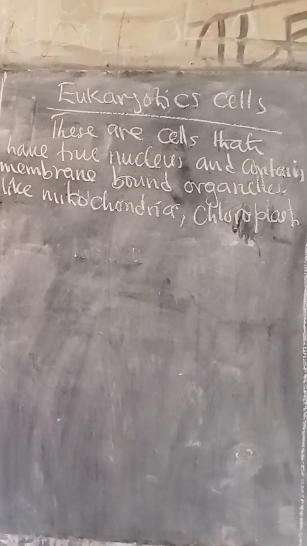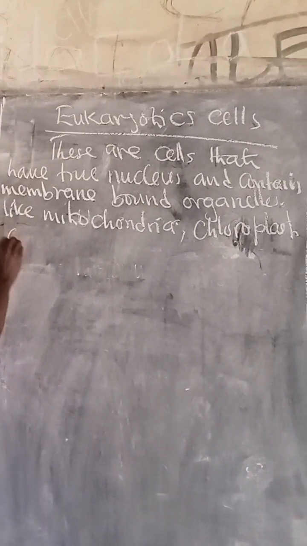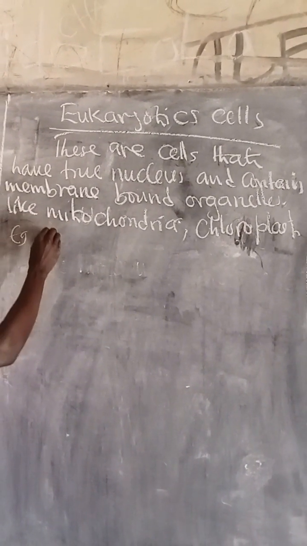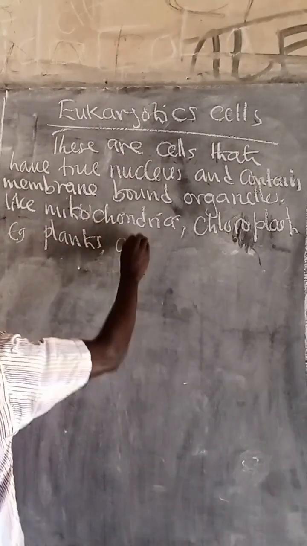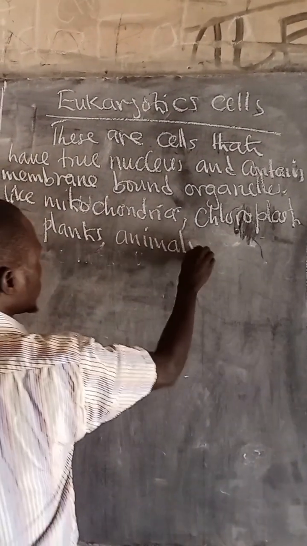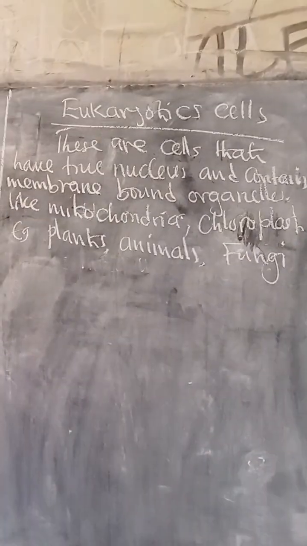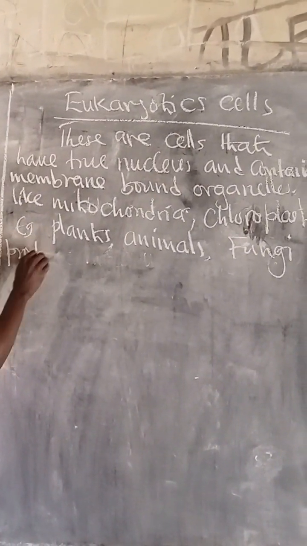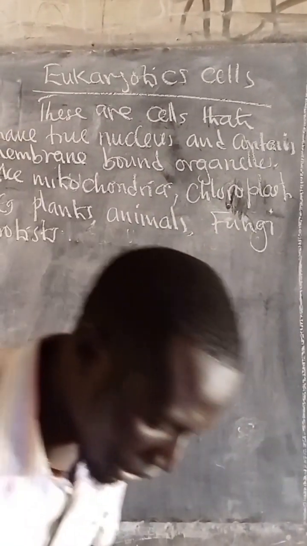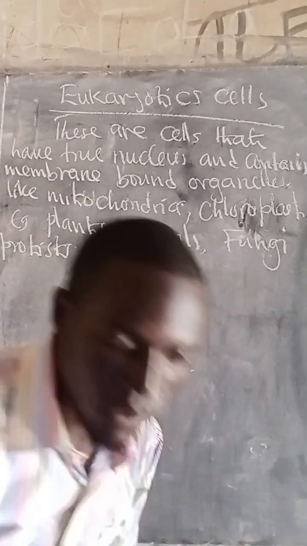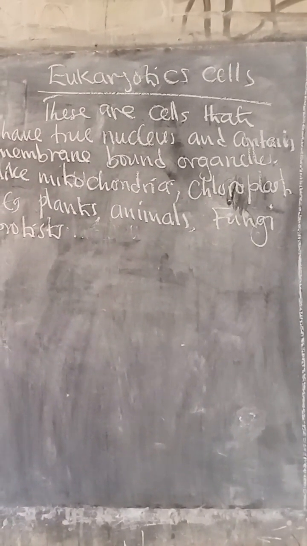So eukaryotic cells are found in organisms like plants, animals, and fungi. They also have eukaryotic cells, and we have the protists. Protists are organisms in the kingdom Protista. So these are some of the organisms that have membrane-bound organelles.